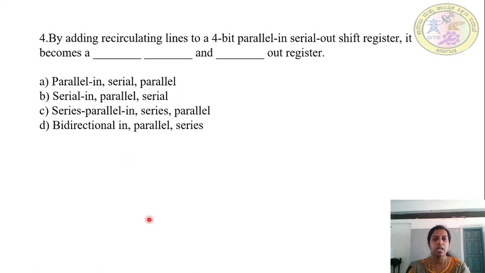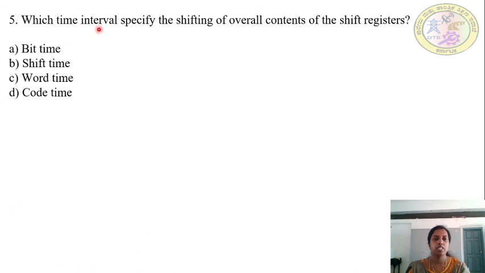Fourth one. By adding recirculating lines to a 4-bit parallel in, serial out shift register, it becomes a ___ in, ___ out register. A. Parallel in, serial, parallel. B. Serial in, parallel, serial. C. Serial, series, parallel in, series, parallel. D. Bidirectional in, parallel, series. Answer is A, parallel in, serial, parallel.